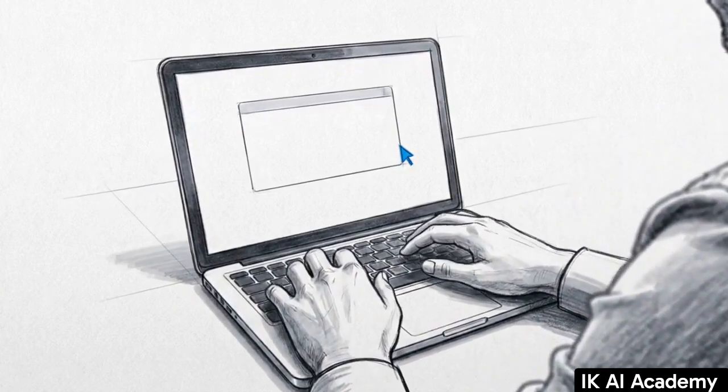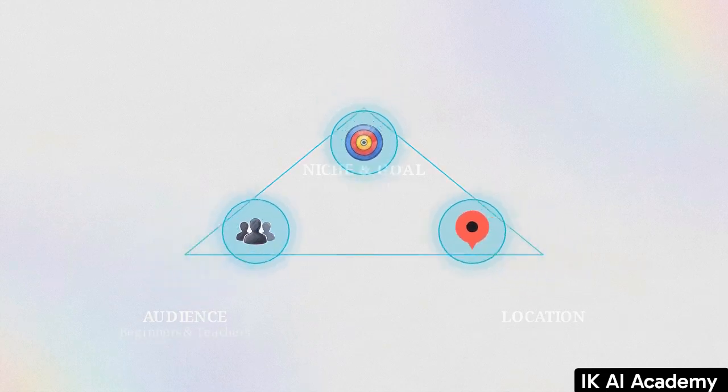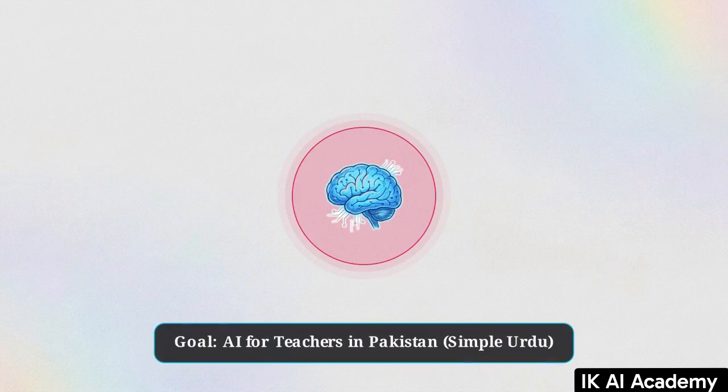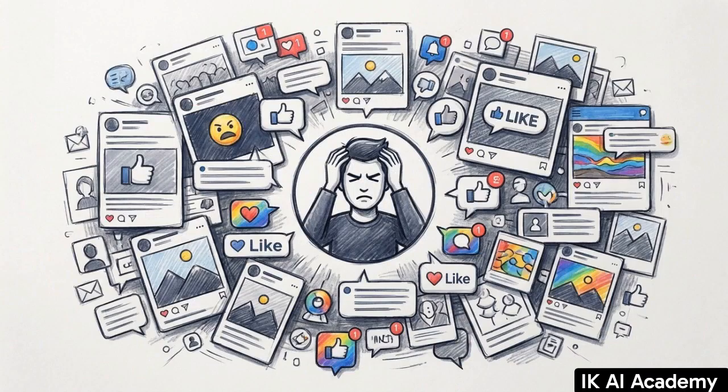into the AI. This equation shows the critical inputs: your niche, your specific audience, their location, and your educational goal. For example, teaching artificial intelligence to beginner teachers in Pakistan. Skipping this step leaves the AI without a specific perspective. This produces generalized advice that doesn't address the unique pain points of your specific target audience.